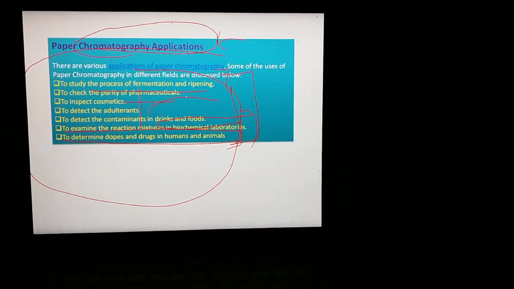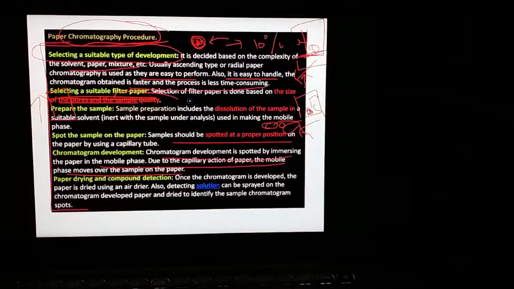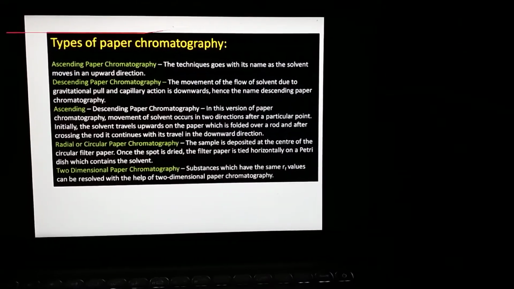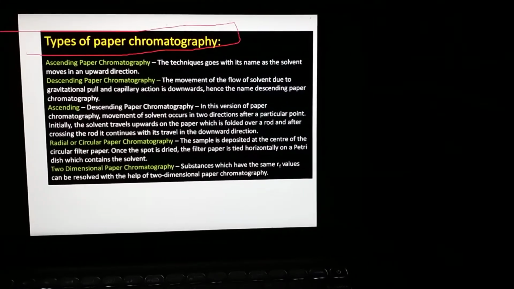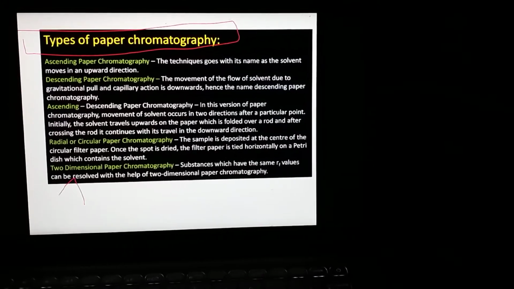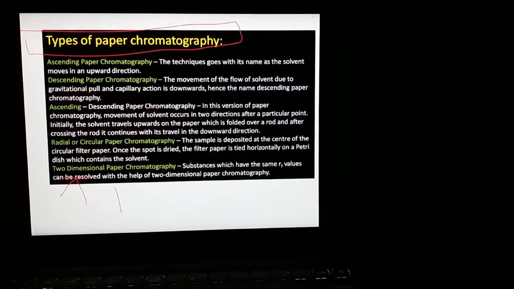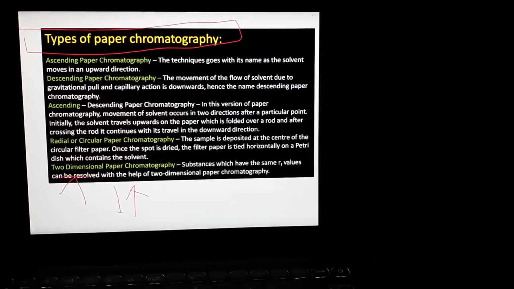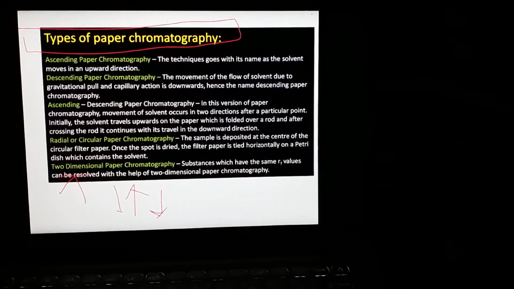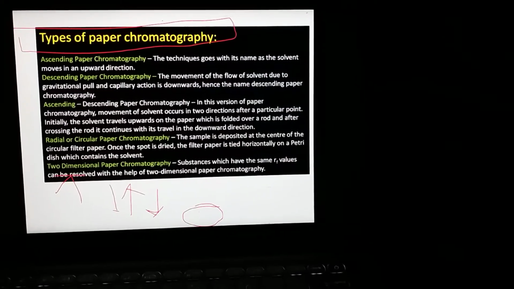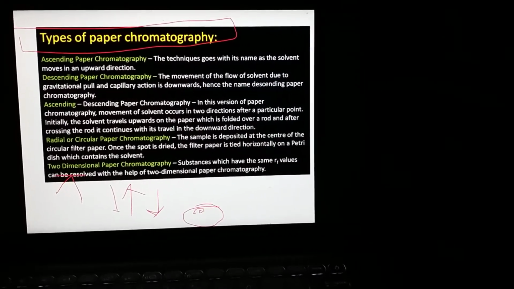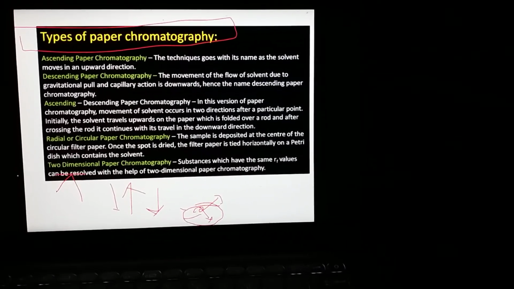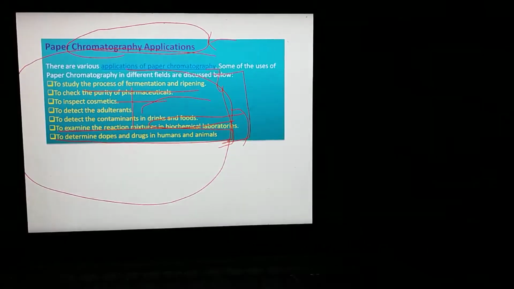One thing remaining is the types of paper chromatography. It is either ascending or descending. Ascending means the upward direction, like that, and descending is the opposite. Some chromatography is radial, where you apply the sample in the center and it migrates outward like that. You can read about all the types, but the important point is this one.